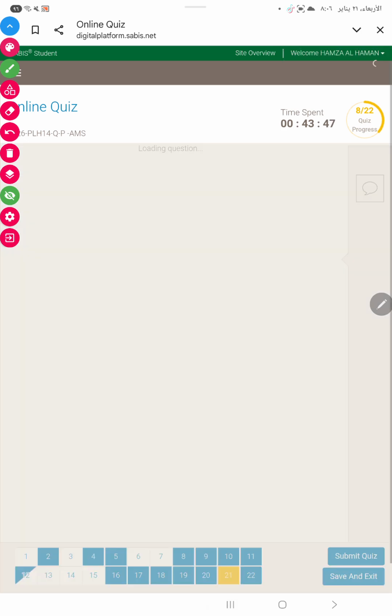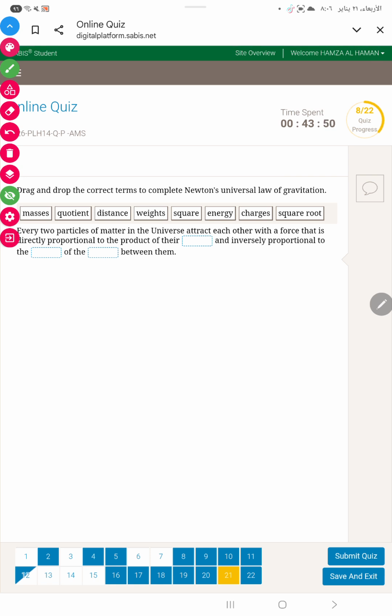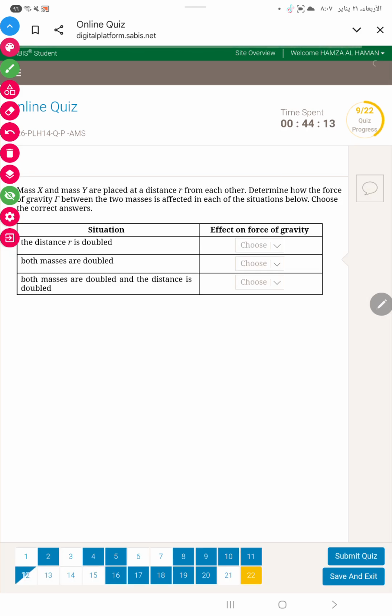Now question number 21. Every two particles of matter in the universe attract each other with a force that is directly proportional to the product of their masses, and inversely proportional to the square of the distance between them. Number 22. Mass X and mass Y are placed at a distance r from each other. Determine how the force of gravity F between the two masses is affected in each of the situations below.